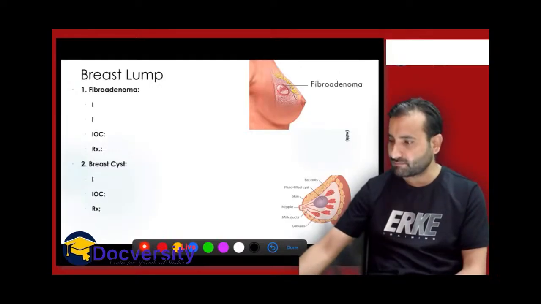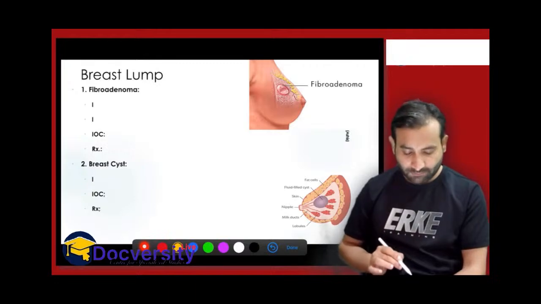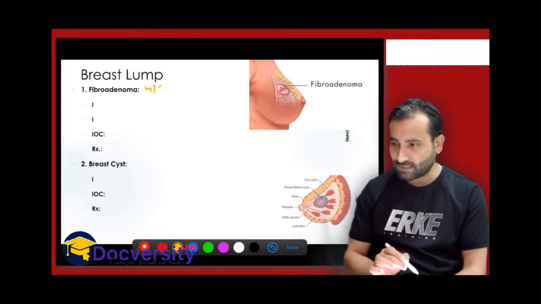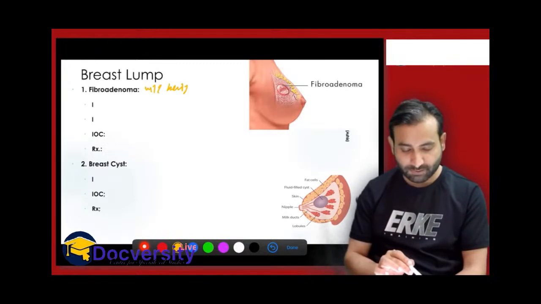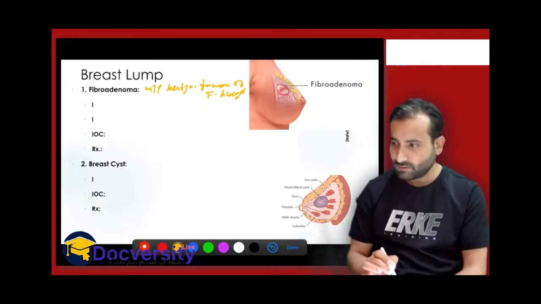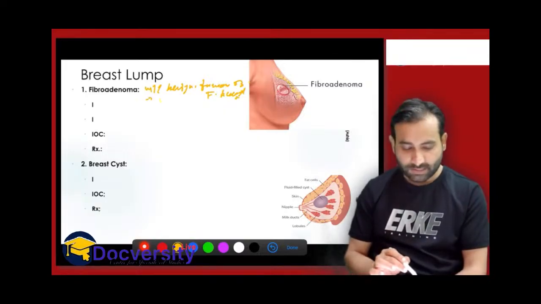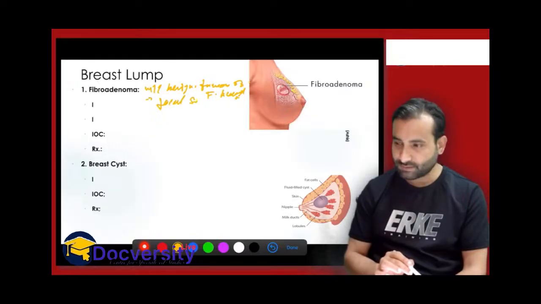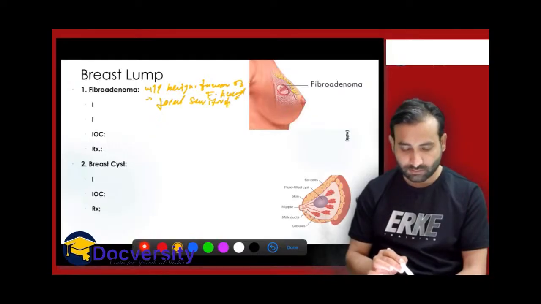And then let's go to the breast lump, right? So in case of breast lump, we have to see fibroadenoma, right? So fibroadenoma is the most common benign tumor of the female breast. Okay, so remember this one. And it has the focal sensitivity to the estrogen, right?